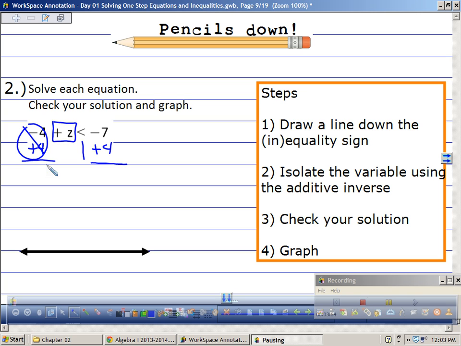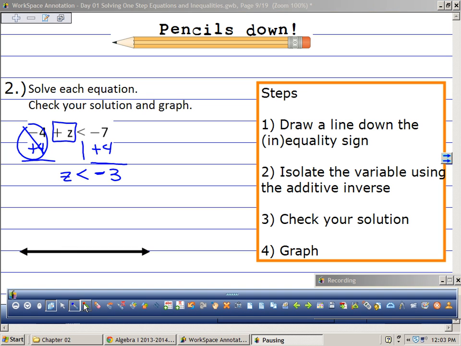So negative 4 and positive 4, that's a zero pair. And I'm left with z is less than negative, I've got negative 7 and positive 4. Different signs. Different signs means I have to figure out who's bigger. I have more negatives than positives, so my answer is going to be a negative. 7 negatives and 4 positives, 3 negatives remain.